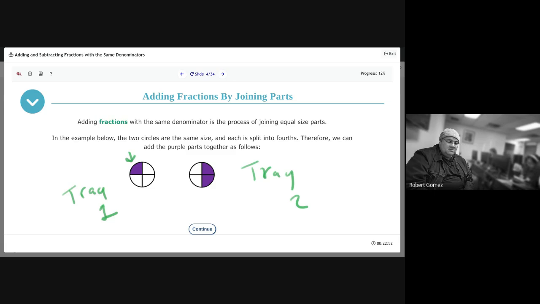And the cool thing is that it will fit. It should fit exactly into tray number two because guess what? The spaces are the same size. And so you're able to add those ice pops together. And that's how it works when we add or subtract fractions with the same denominators, that's really what we're doing.